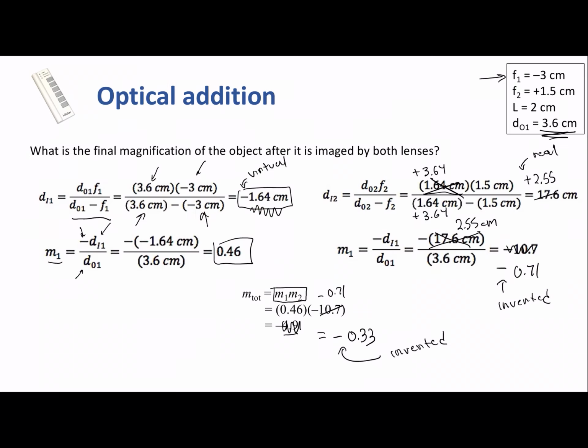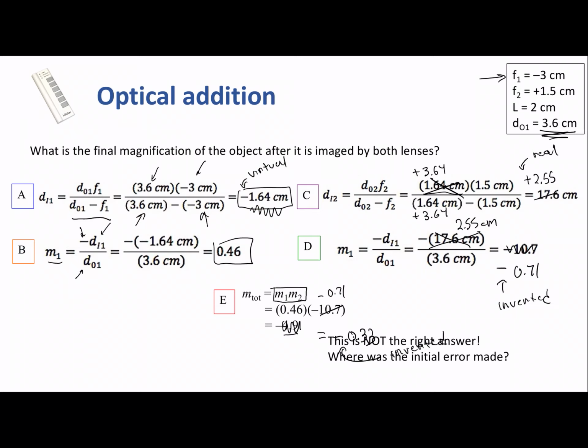So we just have to be really careful about this switch from image of the first lens to object of the second lens. If mistakes are made, that's one of the places where it's likely to happen. So in this case, our answer here, the mistake is made at C. D seems fine, E seems fine. All right, let's move on.